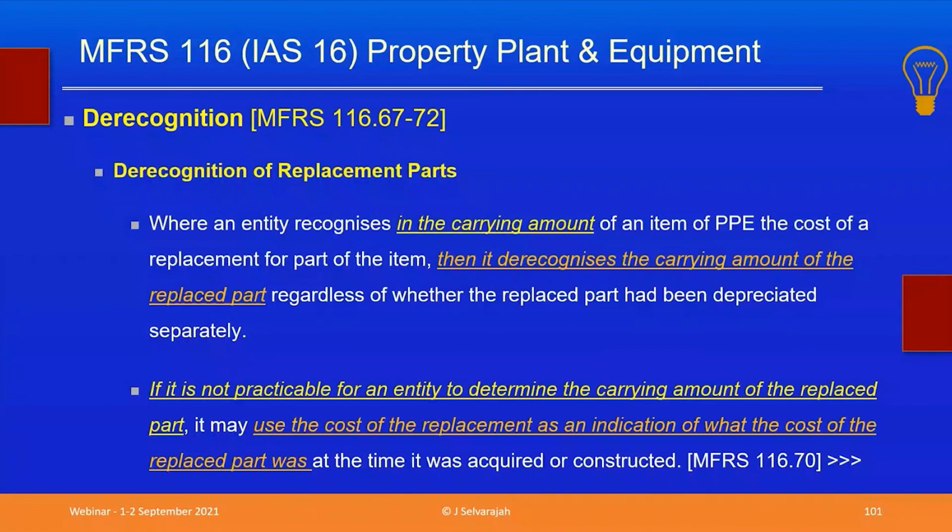And recognition or derecognition of a replacement part. So here is the replacement part, which we talked about earlier, the motor. The motor is getting old and it's already 5 years, so you take out that item and replace it with a new one. When an entity recognizes in the carrying amount of the item the cost of a replacement part, then it derecognizes the carrying amount of the replaced part, the existing motor. Take the new motor and put it in. All right? Regardless of whether the replaced part was depreciated separately.